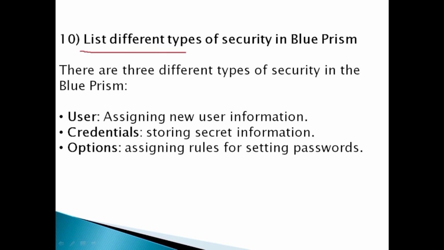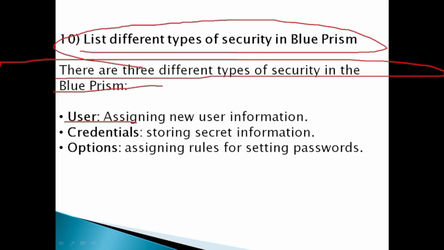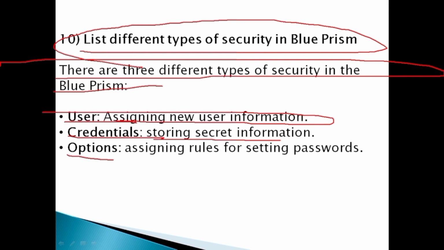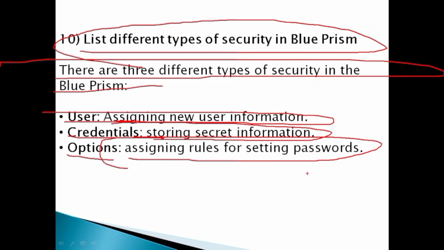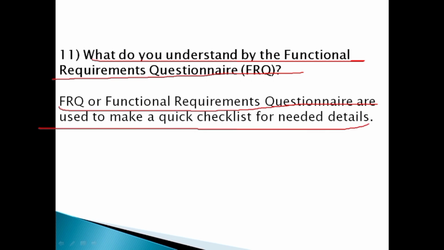List different types of security in Blue Prism. There are three types of security: user, credential, and option. We can assign the users as per their role. What do you understand by FRQ? FRQ are used to make a quick checklist for needed details.